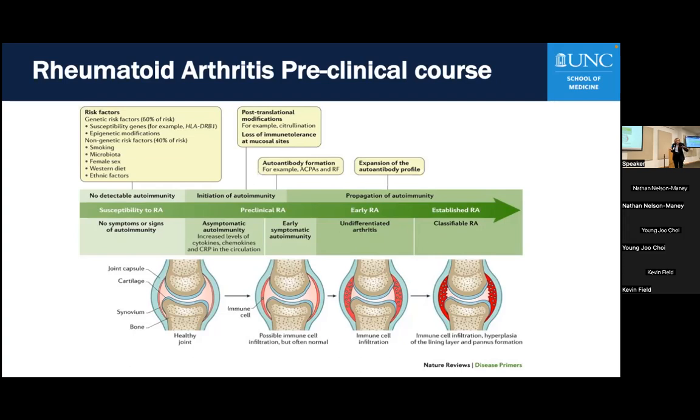So a lot of this is going on subclinically until you develop early symptomatic autoimmunity. And in this phase, you may start to have stiffness, you may start to have pain, you may start to feel like something's not right, like maybe I feel like I'm getting the flu. And then eventually over time, you may develop this swelling of the synovium, which we see here in red, and then we'll be able to diagnose rheumatoid arthritis. So this can go on for some period of time before you actually develop clinical symptomatology.